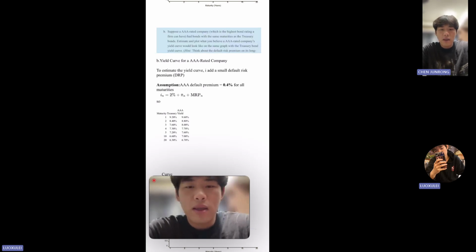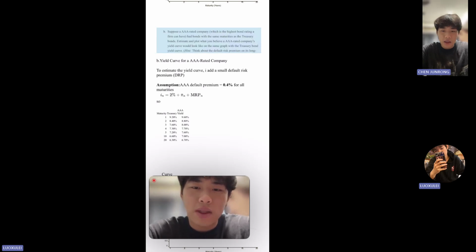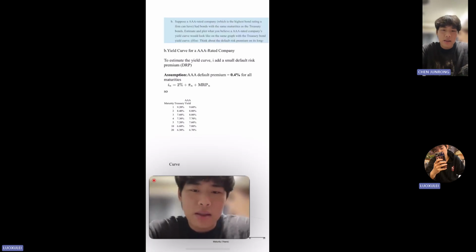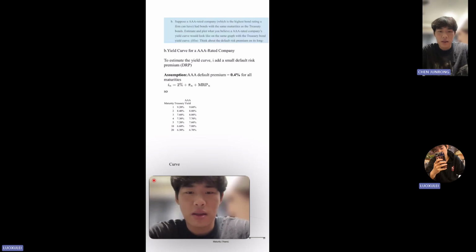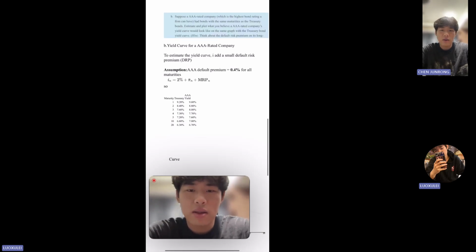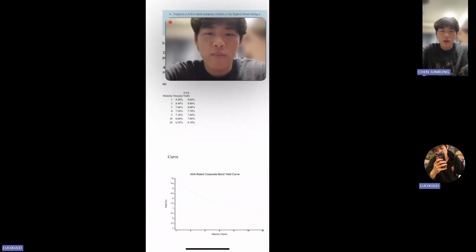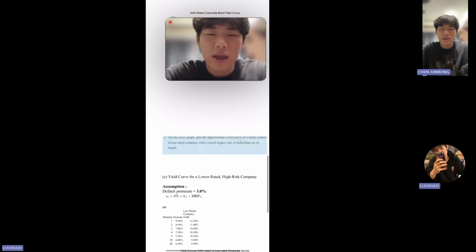For example, 1 year is 9.2% plus 0.4% equals 9.6%. 10 year is 6.6% plus 0.4% equals 7%. As a result, the AAA yield curve is slightly above the Treasury yield curve, but it has the same overall shape. Question C. Finally, let's look at question C.